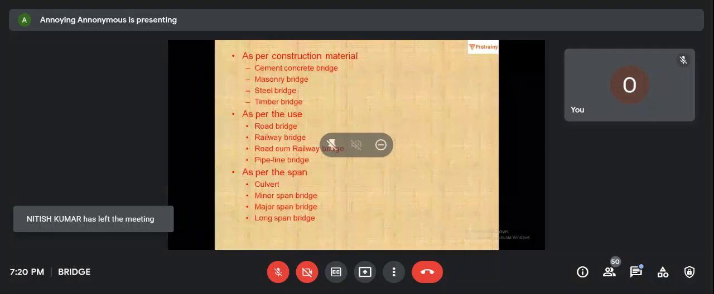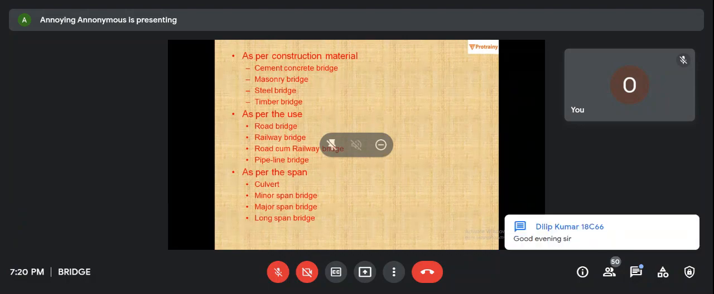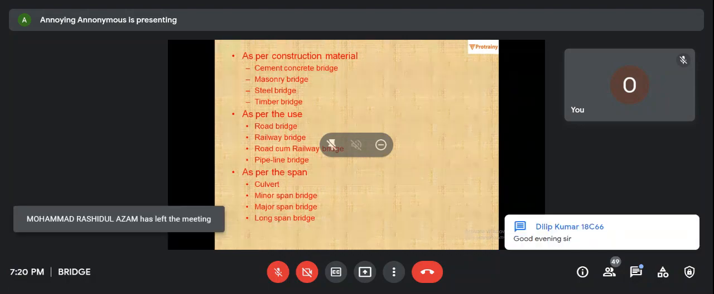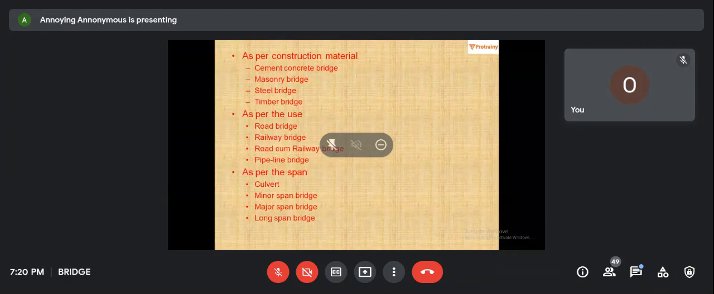Next, as per construction materials, what material are you using to construct your bridge? So cement concrete bridge, masonry bridge, steel bridge, and timber bridge. Our focus is going to be on cement concrete or reinforced cement concrete bridges in this course.